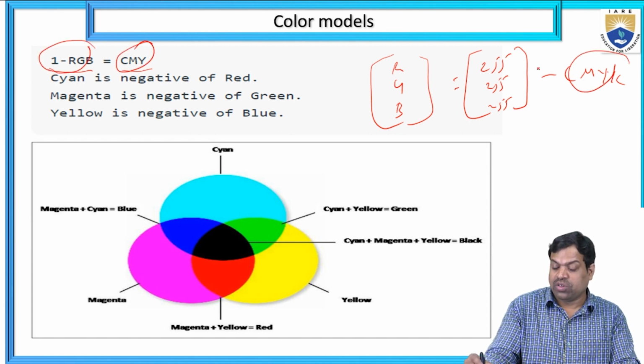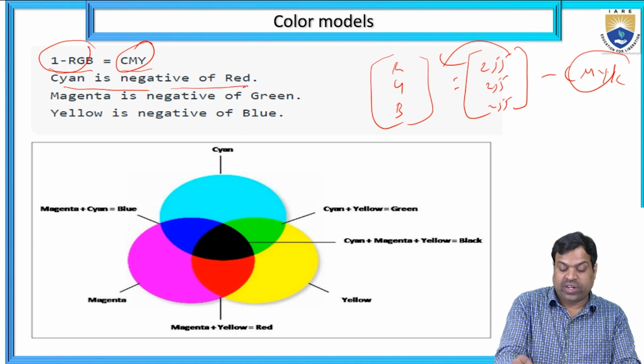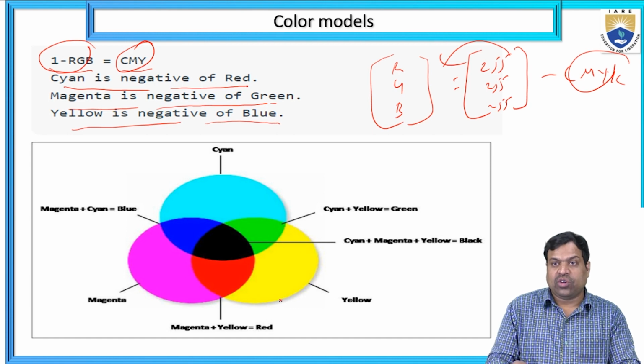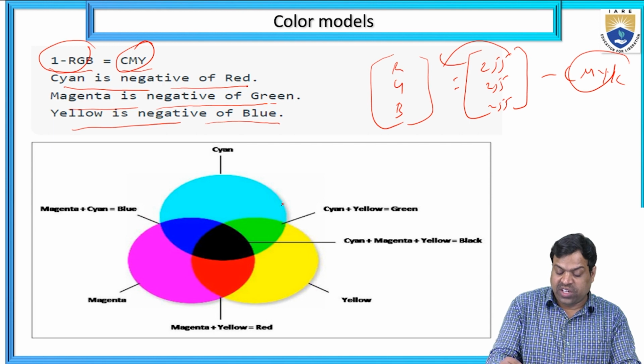What is CMY equal to? 1 minus RGB. So cyan is the negative of red, magenta is the negative of green, yellow is the negative of blue. So you can see here a better example of how we are adding 2 color combinations and what the final color is after combining 2 colors. We can see here it is cyan, it is yellow. So cyan plus yellow equals green.